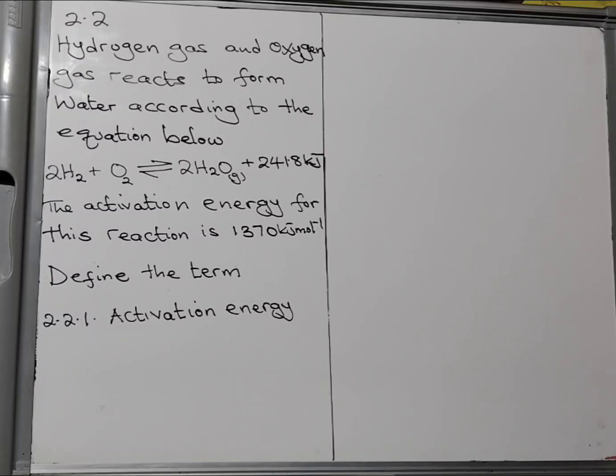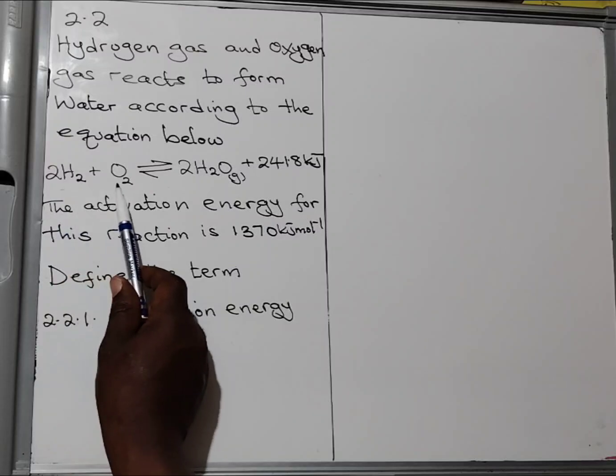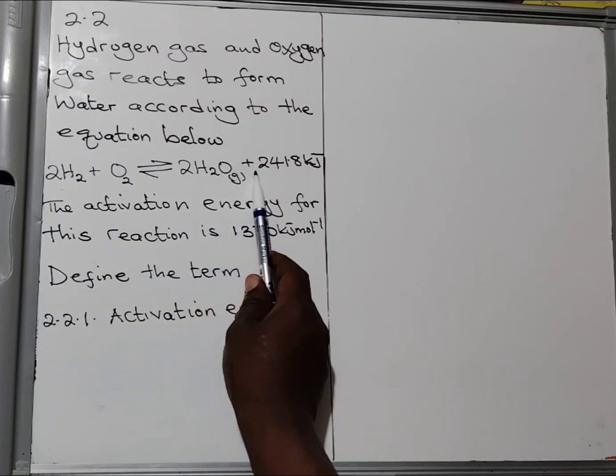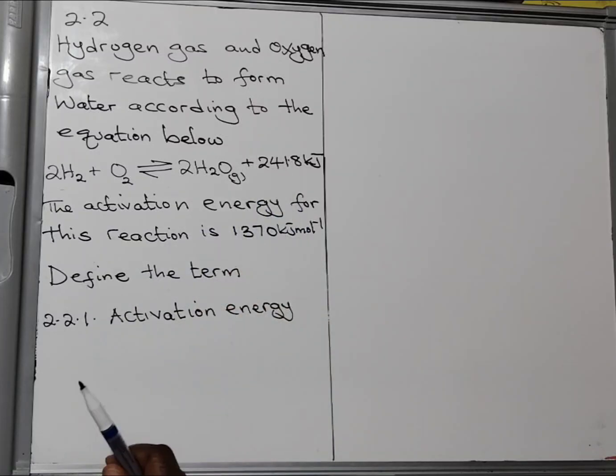We are still with grade 11 chemistry, and we are having this question. The question says that hydrogen gas and oxygen gas react to form water according to the equation below. This is the equation where hydrogen combines with oxygen to give you water, and then plus this energy. The statement reads that the activation energy for this reaction is given. We have it there. Then that's the end of the statement.